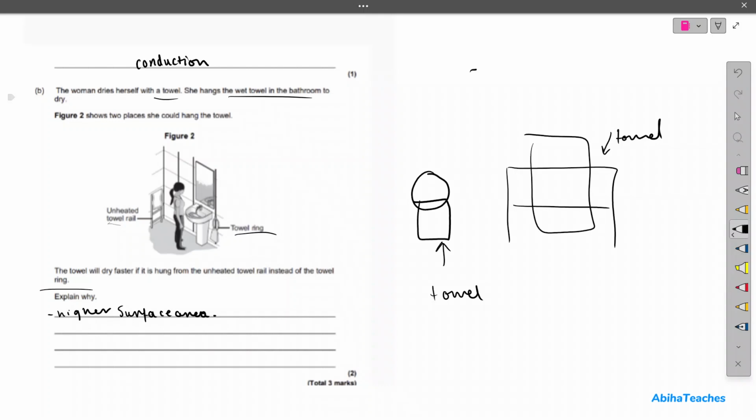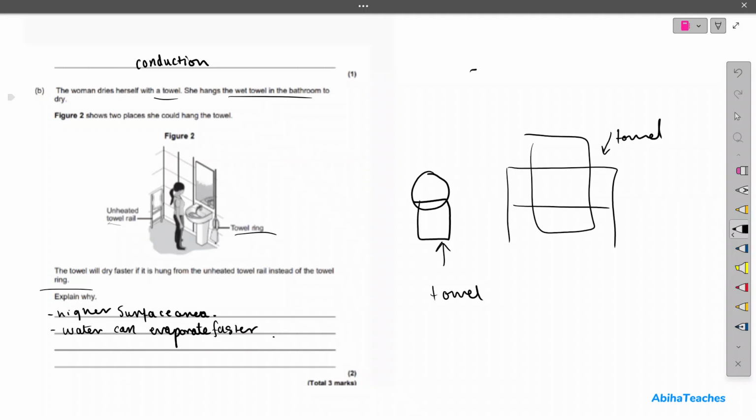If you were to place your towel in literally just a circular ring, the towel would be more squashed up and more tightly packed. Whereas if it is on a rail, it's just more spread out and there's more area for the towel to be exposed to. So there is a larger surface area, so water can evaporate faster. Or you can also say water molecules can escape.